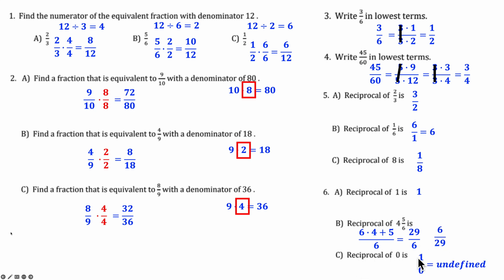Reciprocal of 0 can't happen. 0 over 1, if I flip it, I put 0 in the denominator. That's an undefined value.